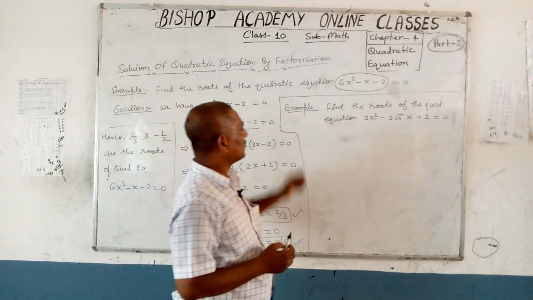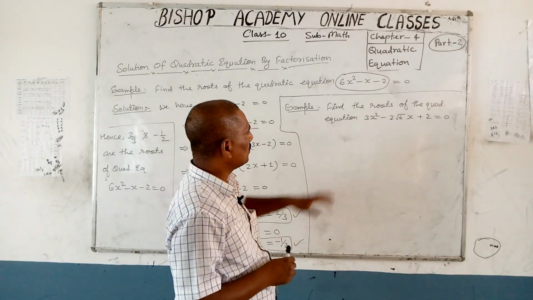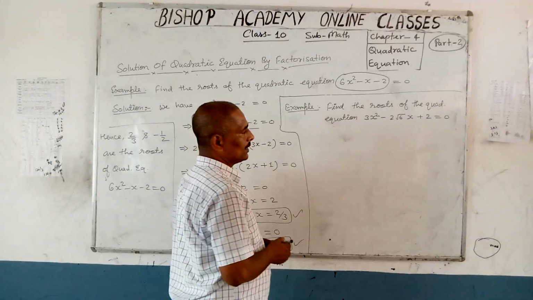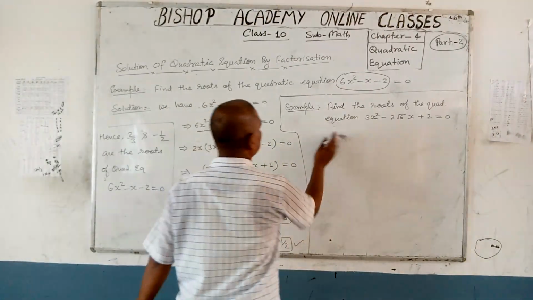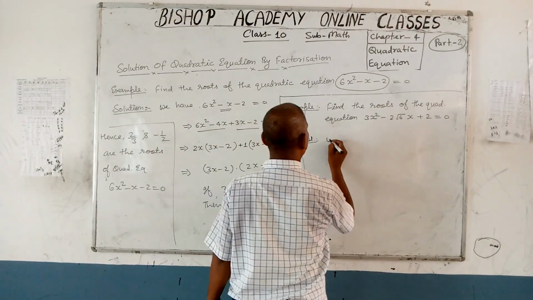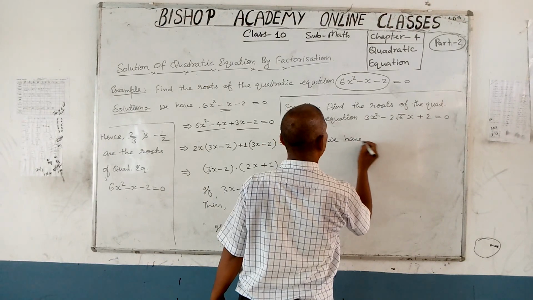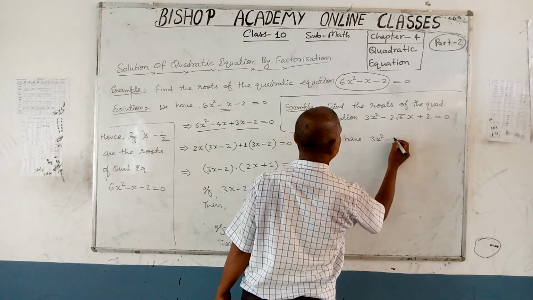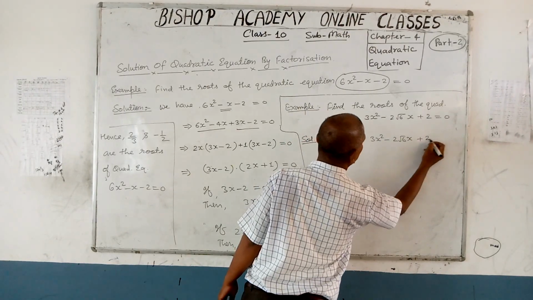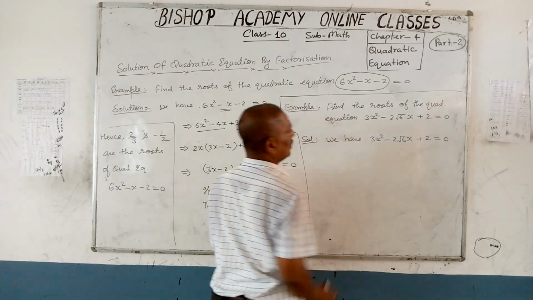Now see this example. Here you have to find out the roots of given quadratic equation using factorization. Let us see how to do this. We have 3x square minus 2 times root 6 x plus 2 is equal to 0.